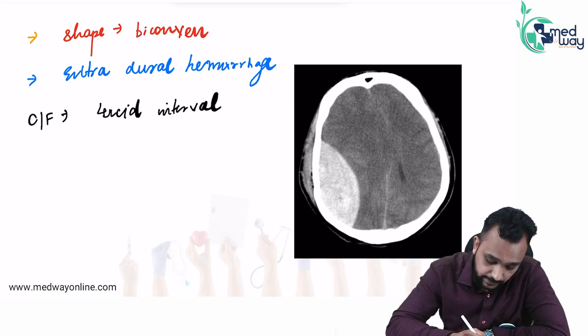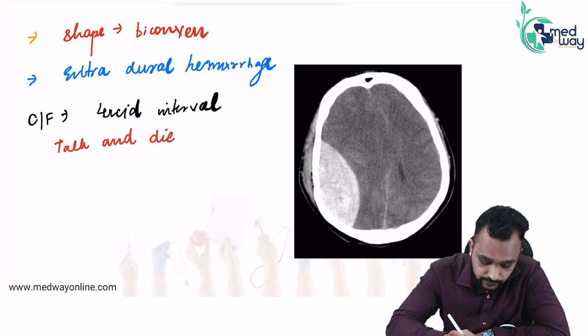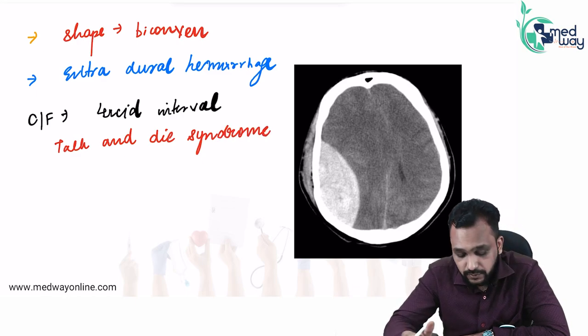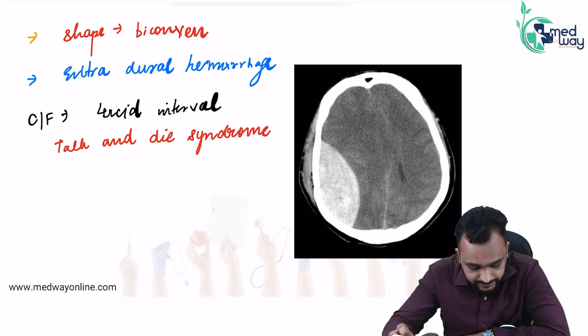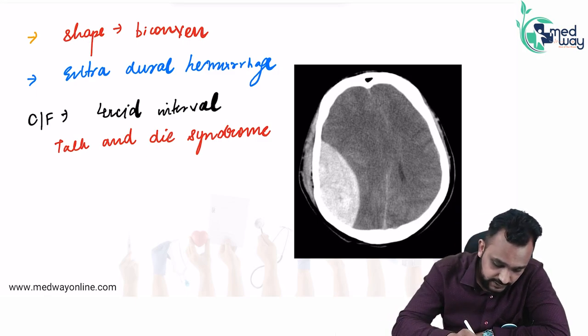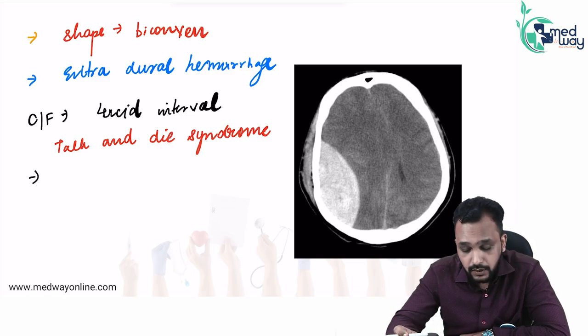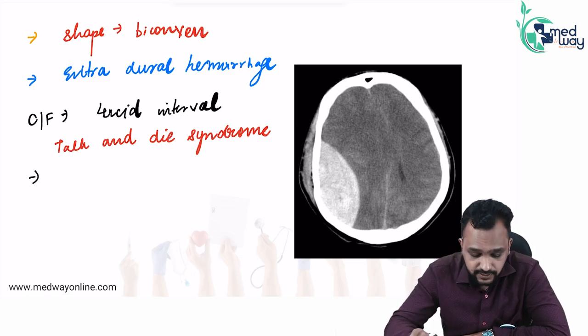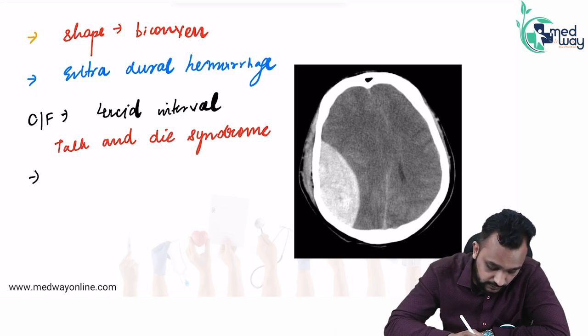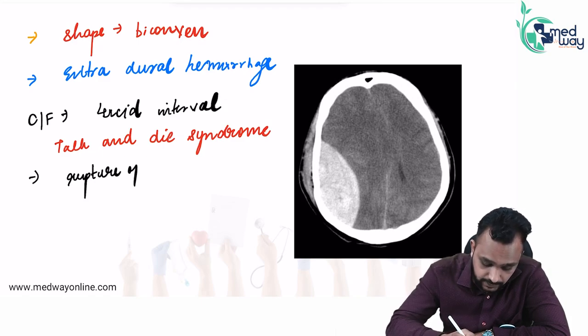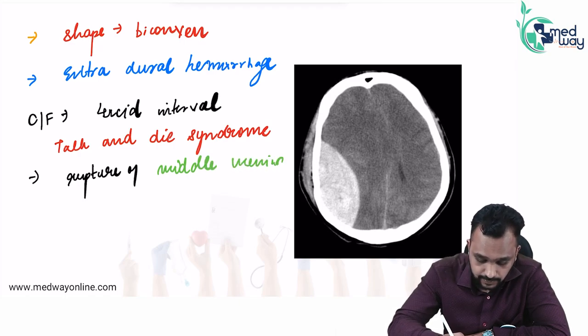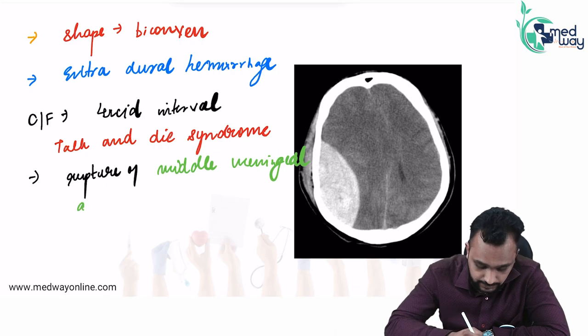Extradural hemorrhage is also given one name, which is talk and die syndrome. The patient is talking to you normally, and then suddenly the patient dies. This is the clinical feature. Now what is the source of bleed in extradural hemorrhage? It is due to the rupture of the middle meningeal artery, right?